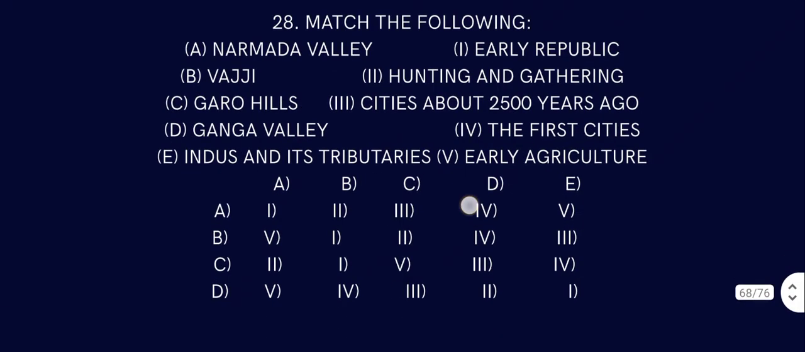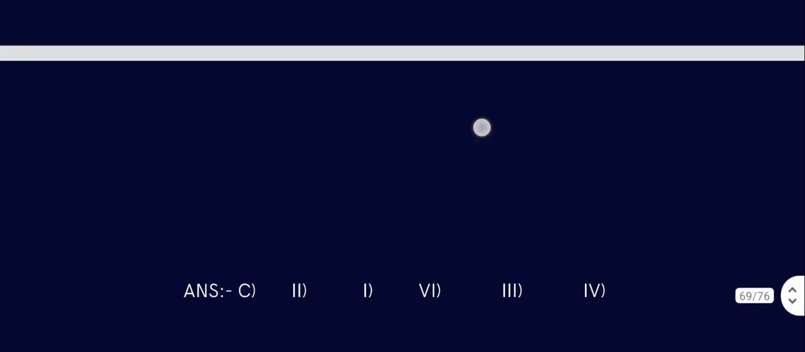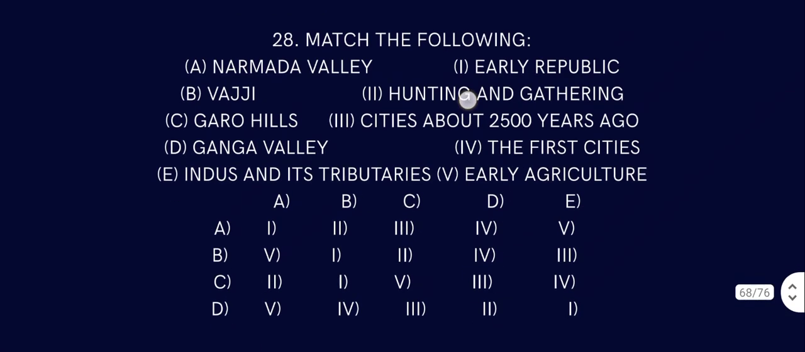Question number 28. Match the following: Narmada Valley with what? Vajji, Garo Hills, Ganga Valley, and Indus and its tributaries. So the Indus and its tributaries are the first cities. If it is E4, then with that the answer is C. Likewise, if you can pinpoint one, you can do the others also.